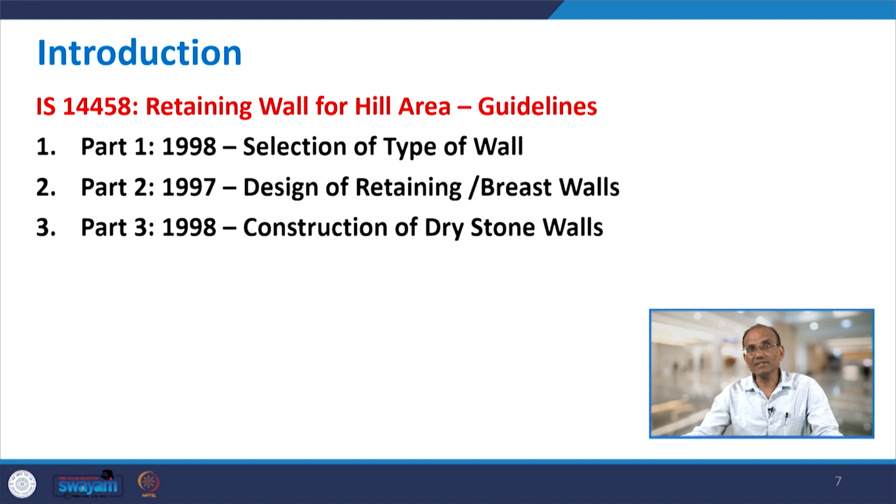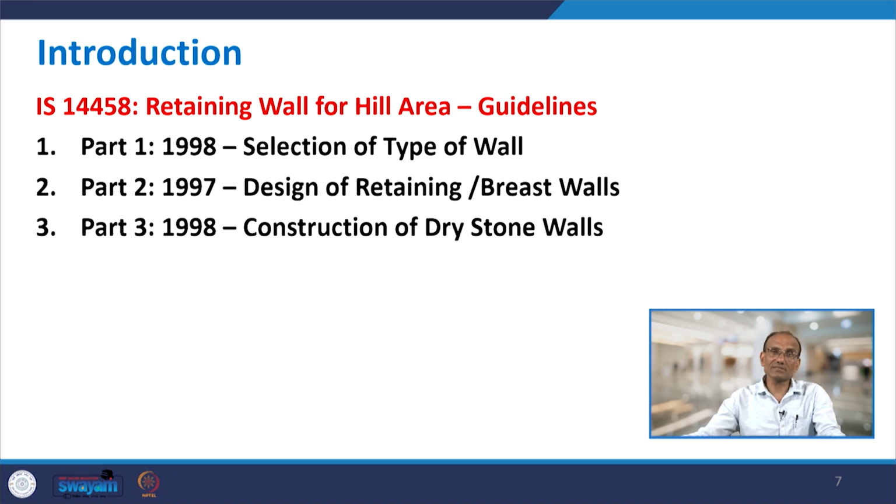Then part 2, how to design of retaining or breast walls. Part 3, construction of dry stone walls. So we will be discussing the first one today, that is selection of type of wall, and I will suggest that you download all this code IS 14458, at least these 3 parts, and go through those codes.